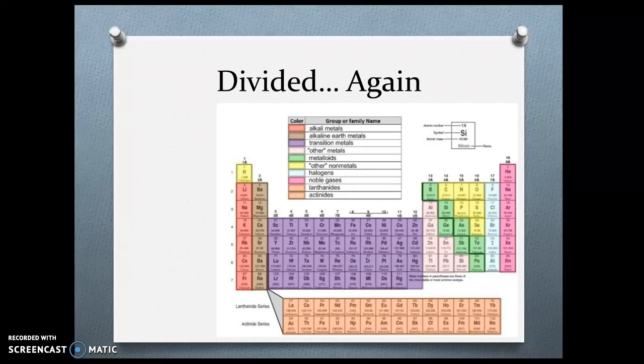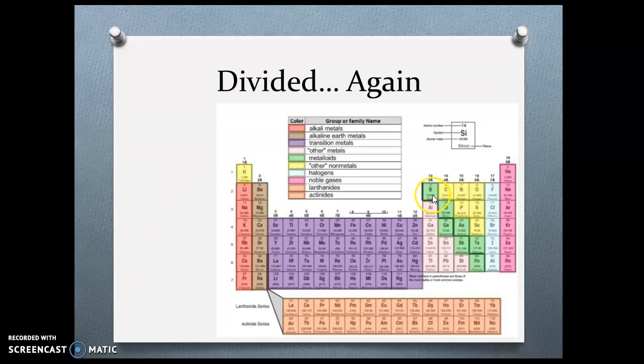Next, we divide our periodic table into even smaller groups, 10 smaller groups to be exact, starting with the alkali metals in red, and the alkaline earth metals in group 2, except for hydrogen, which is another nonmetal. Then we have purple, which is the transition metals, and below them the lanthanides and the actinides, the two bottom rows of the periodic table.